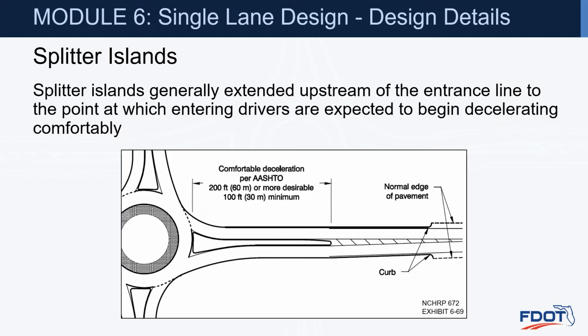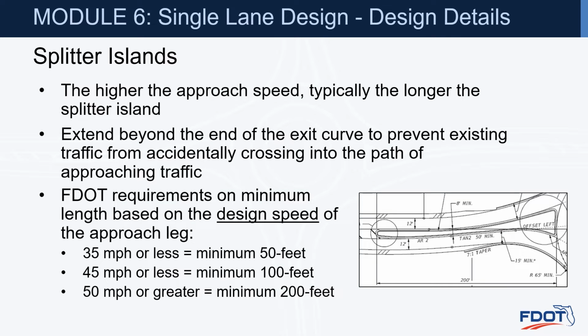Splitter islands generally extend upstream of the entry line to the point at which entering drivers are expected to begin decelerating comfortably. The higher the approach speed, typically the longer the splitter island. It can extend beyond the end of the exit curve to prevent exiting traffic from accidentally crossing into the path of approaching traffic.